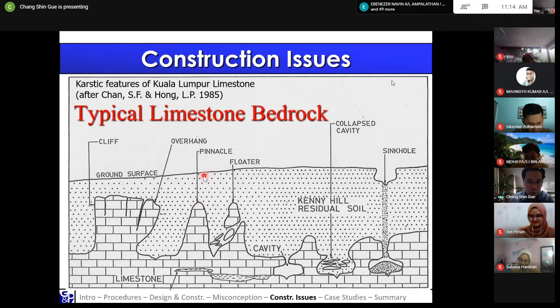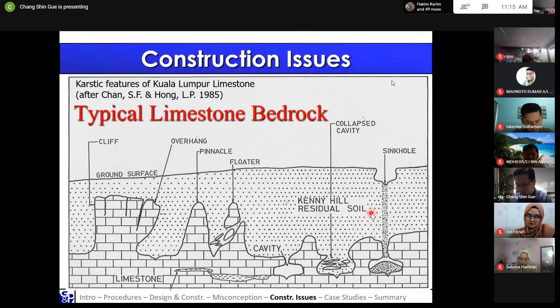Imagine if you have a foundation sitting on top of this pinnacle, you may think that maybe my bedrock is about, let's say, 10 meters underneath the ground surface. But if you move slightly, you may drill all the way another 10 or 15 meters, and only then you hit the actual bedrock. So it's highly variable in limestone. You may have a pinnacle such as this, or you may have a floater block, and then a cavity. If you're sitting on top of a cavity, that would be very dangerous, and later on, you might have a sinkhole. These are the typical features of limestone bedrock.